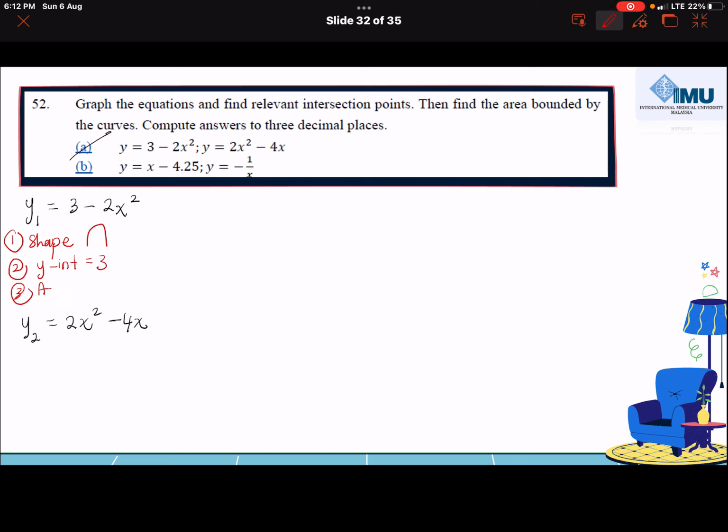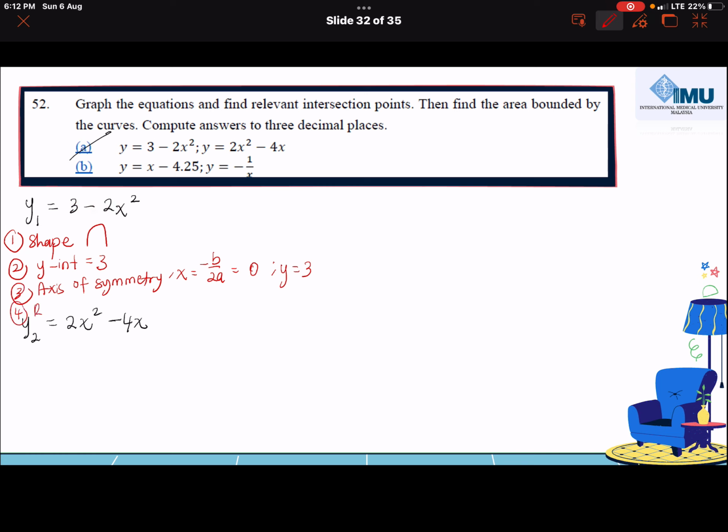Next one, axis of symmetry. Now, for axis of symmetry, you don't have to do completing the square. You use a shortcut, -b/2a. In the case of here, your b is 0. Hence, axis of symmetry happens at x equals to 0. But what happened to your y when your x equals to 0? Correct. It's going to be equivalent to 3. You substitute 0 inside the x. 3 minus 0 is 3 itself.